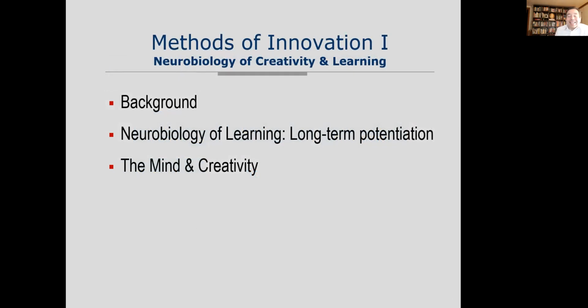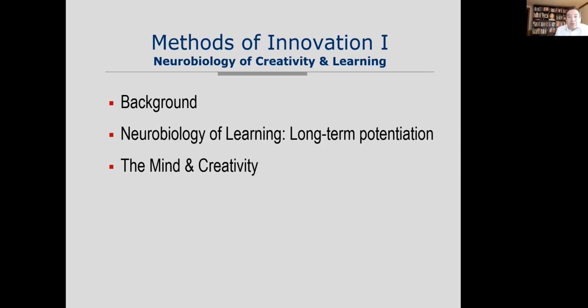So now let's begin the lecture, which is on the neurobiology of creativity and learning. We had a lot of biology at the beginning. We talked about evolution, theory of evolution and biological evolution. Now we're returning to biology, but it's a totally different concept. We're not going to talk about evolution. That's the theory of innovation and so forth. We're going to talk about how the brain works and how that brain working leads to creativity and learning.